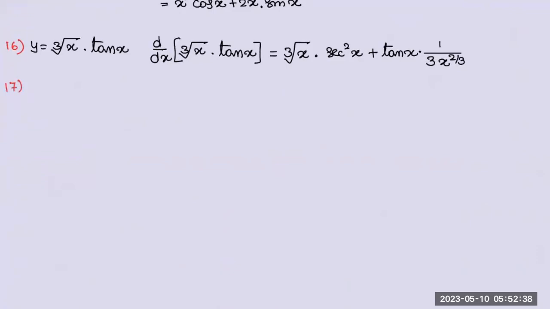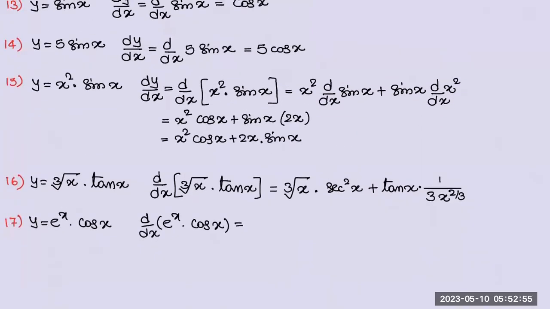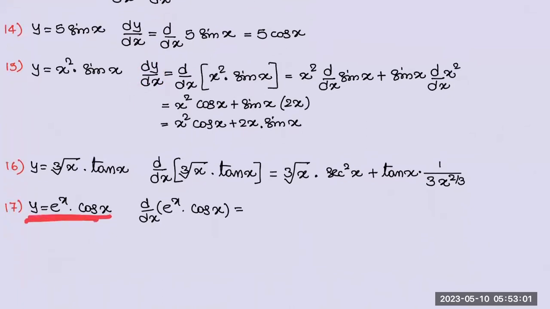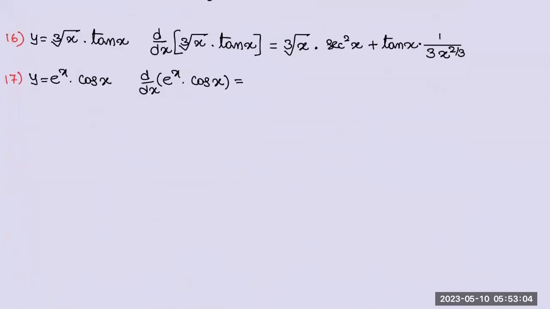17. e power x cos x. y is equal to e power x cos x. d by dx of e power x cos x will be equal to, you see, slowly I'm dropping dy by dx. Maybe I may not write even the function, even the question I won't write in future, but still it's okay. dy by dx. So e power x constant, differentiation of cos x is what? Sin x. No, minus sin x plus cos x multiplied with e power x is e power x only, right?